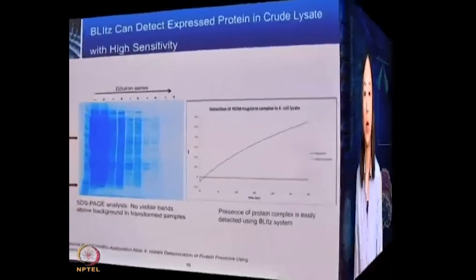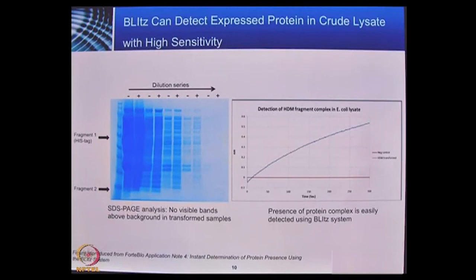Here is one of the examples which shows how we can use BLI technology to detect protein in a crude cell lysate. In this particular experiment, we analyzed the samples with a system called BLEEDS. The BLEEDS is a single channel system developed using BLI technology. In the experiment, we are expressing two proteins in E. coli. Research has shown that these two proteins will bind to each other and form a tight complex in E. coli.